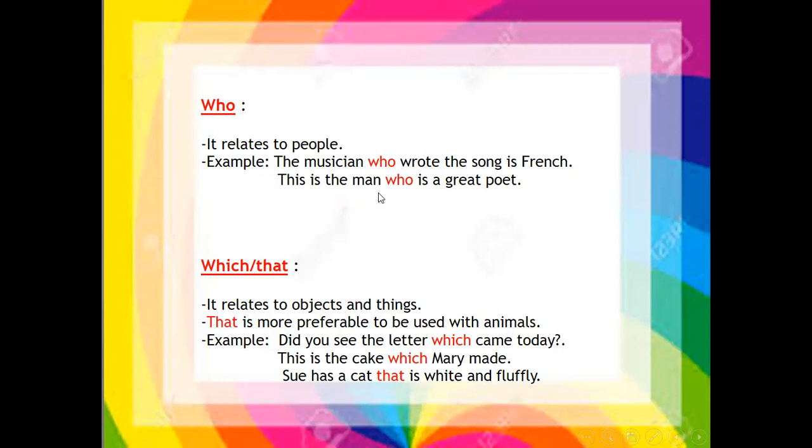Can you see? The musician comes before the relative pronoun. This is the man who is a great poet. This is the man who. We're talking about whom? About the man. So we put the relative pronoun who.